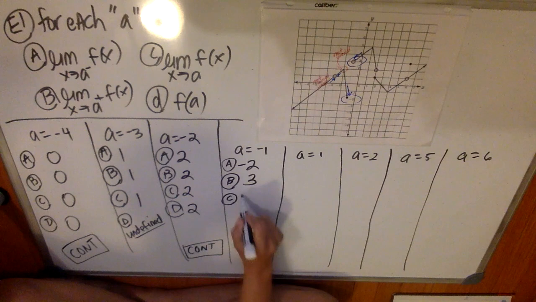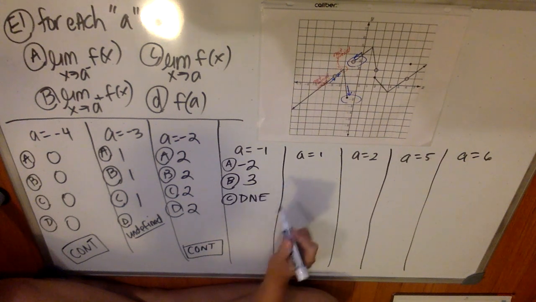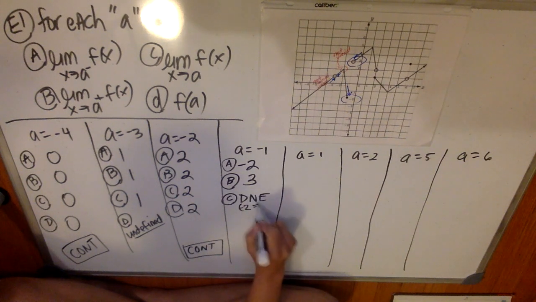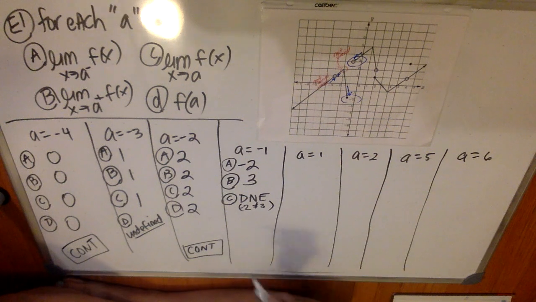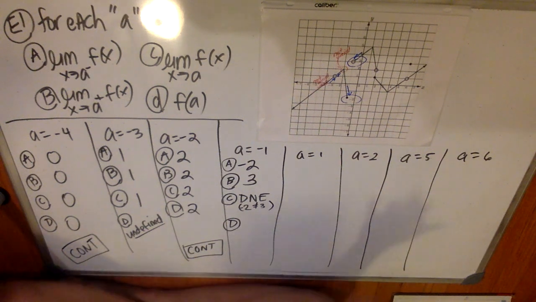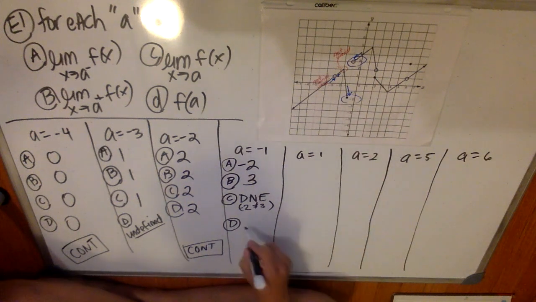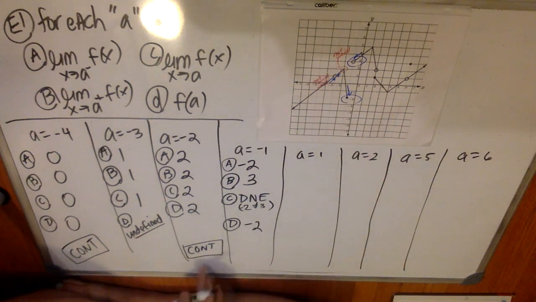Now what that means for C is that my answer does not exist, because if you need to see y, -2 is not the same as 3, right? And then for D, my value of the actual function is wherever the closed circle is, which in this situation is down at -2, right? So again, not continuous because of that weird jump discontinuity.